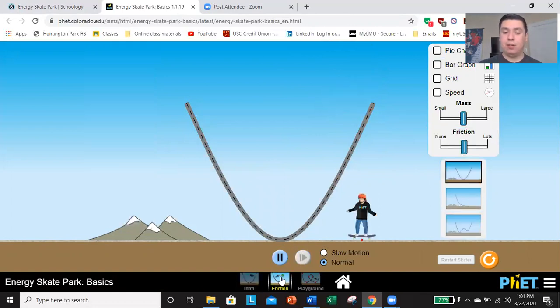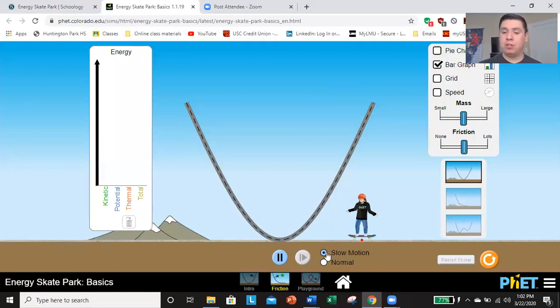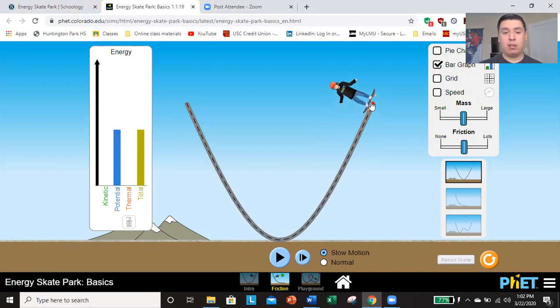For the second question, you're going to want to put it into Friction, which you should see down here. Then again put the bar graph on, slow motion, and pause it. You're going to do the same thing, except now there's going to be friction. So the energy bar graph, or the LOL diagram, is going to look different here.